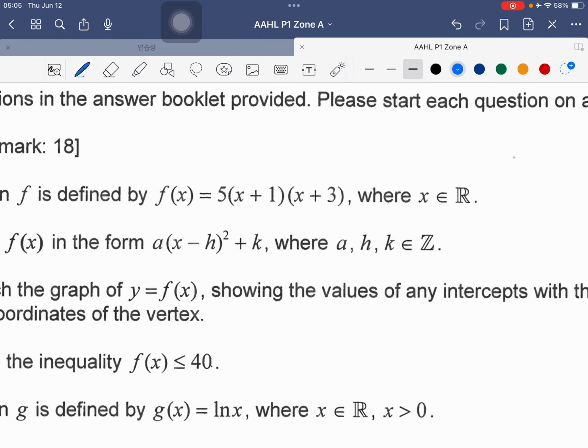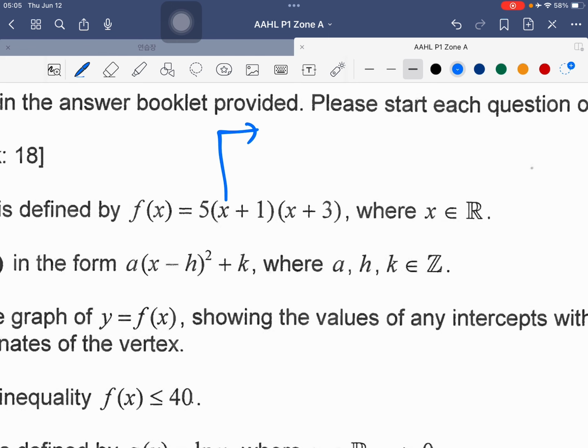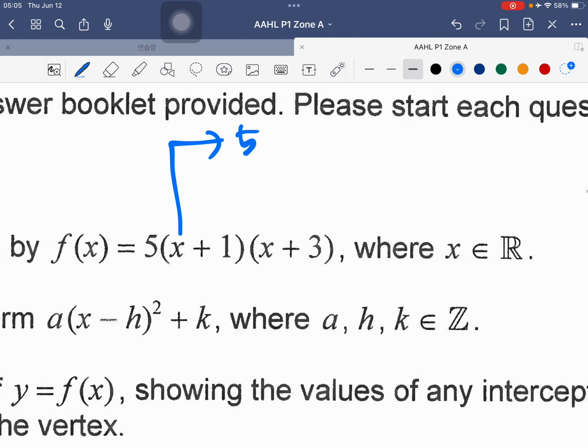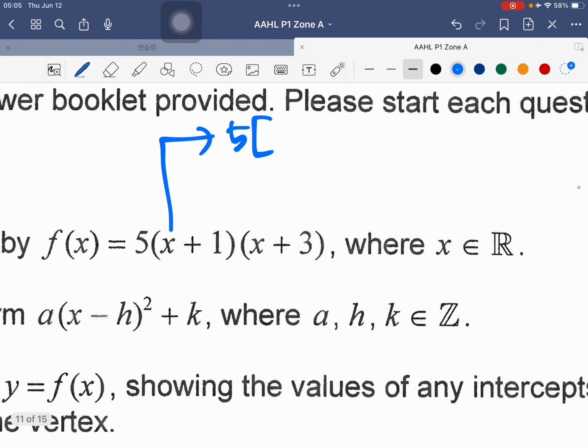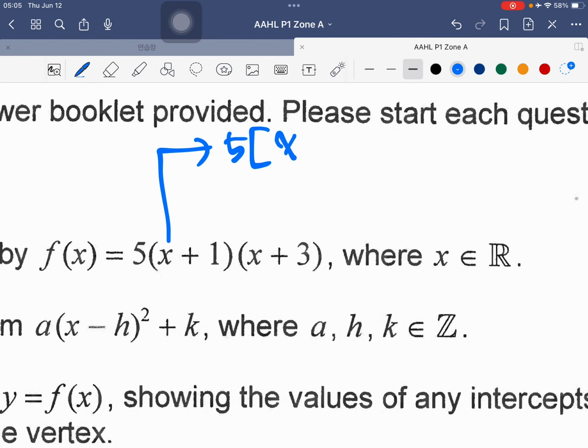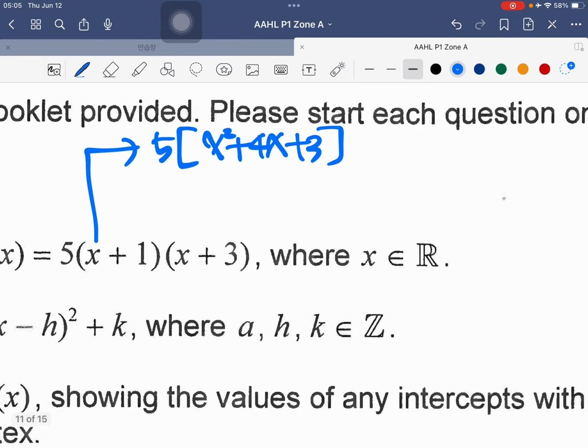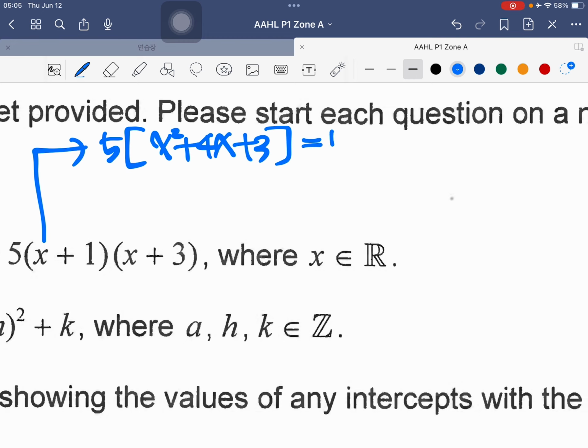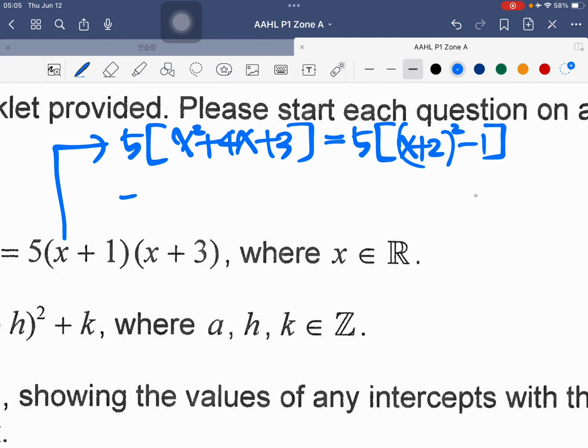Okay, so this expression can be rewritten as 5 times, expanding inside of here, x squared plus 4x plus 3. And then this is equal to 5 times (x plus 2) everything squared minus 1. This is the same expression. So this is expressed as 5 times (x plus 2) everything squared minus 5. So this is the answer.